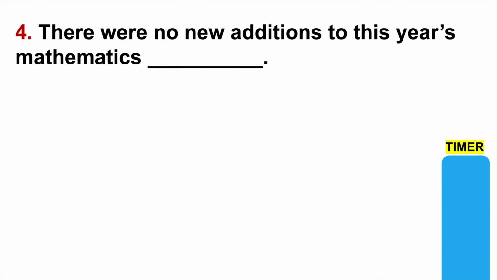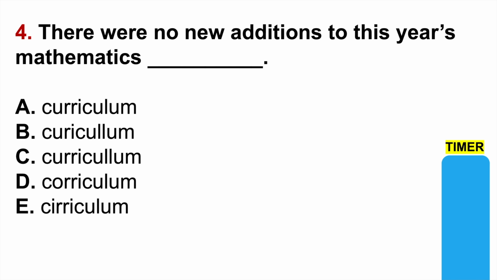Question number 4. There were no new additions to this year's mathematics curriculum. Which answer option is spelt correctly from A, B, C, D or E? Here is your timer.